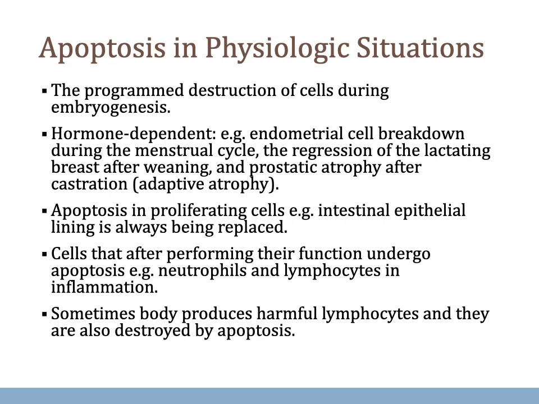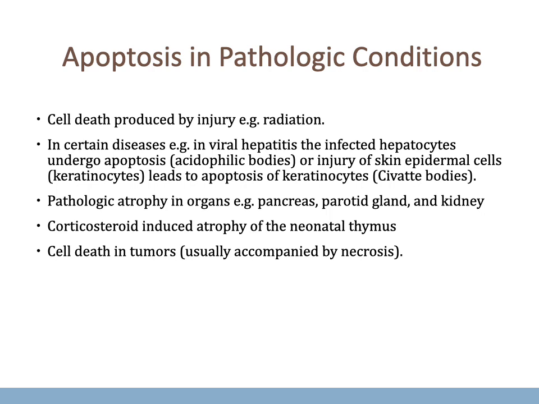Apoptosis may also be seen in proliferating or actively dividing cells. Cells that have performed their functions also die. And sometimes the body may produce self-reactive lymphocytes. Once the body detects it, it's going to trigger the lymphocytes to undergo apoptosis so that it will not produce autoantibodies.